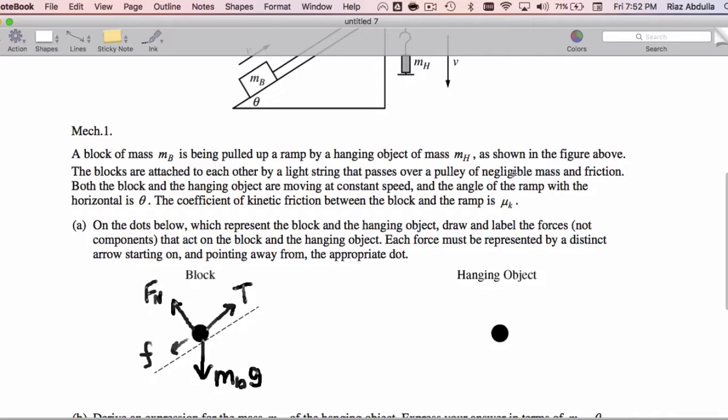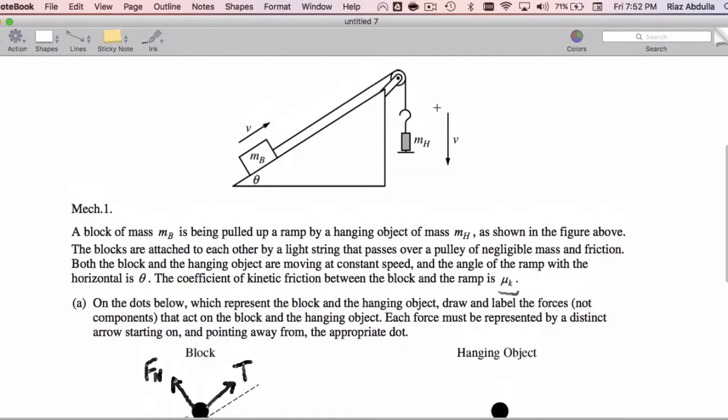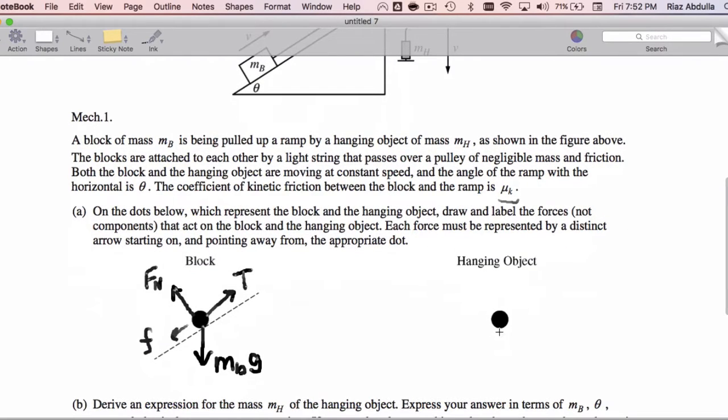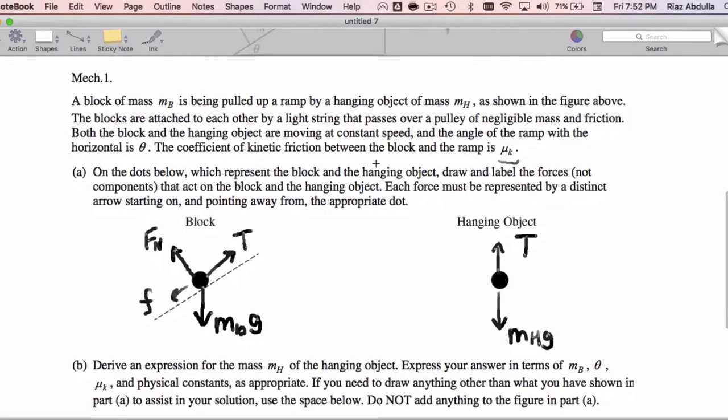Also, let me just take a quick skim here. We've got MB, MH. We see the letter mu K there, so this is a kinetic friction force. And it appears that MH is falling down this way. So we have a M hanging times G. And we have a tension force going upwards like that.